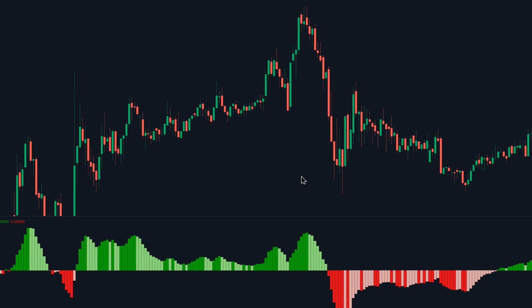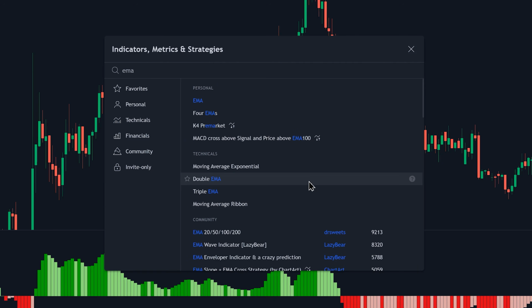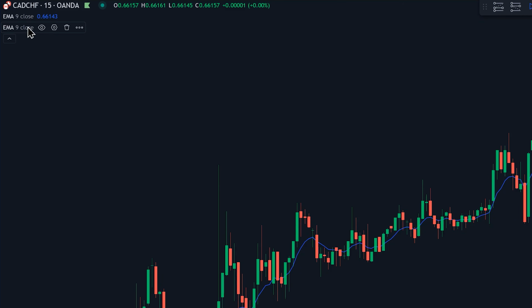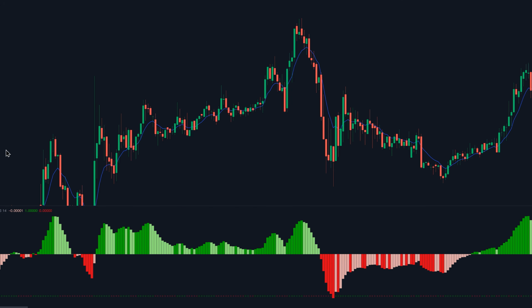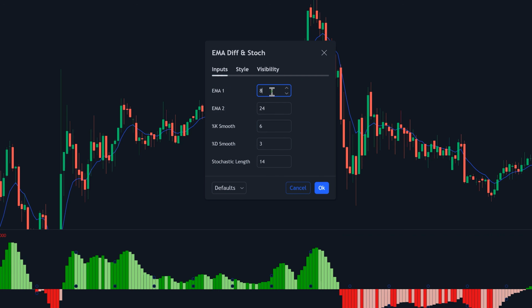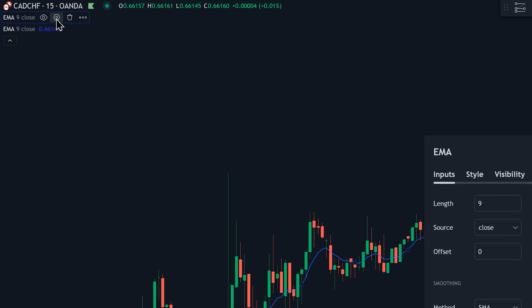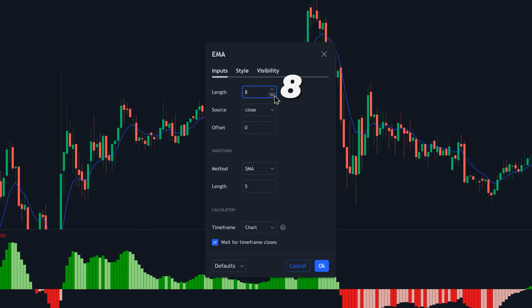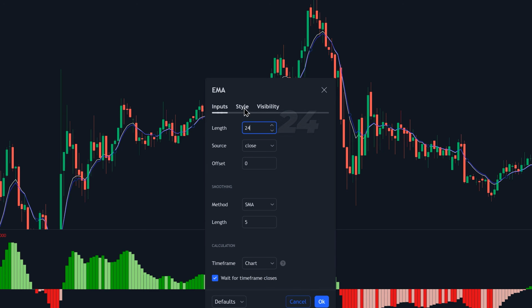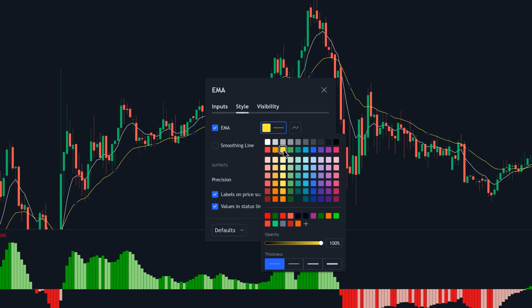So let's add 2 EMAs and see how this indicator actually works. On our chart, I added 2 EMAs. Now, to know the exact periods of these 2 EMAs, we're going to have to access the settings of the EMA Difference Indicator. These are the lengths. We're going to change EMA 1 to 8, EMA 2 to 24. So let's come here, and the first EMA should have a length of 8. And then the second EMA should have a length of 24. You can also change the colors to make them a bit brighter.